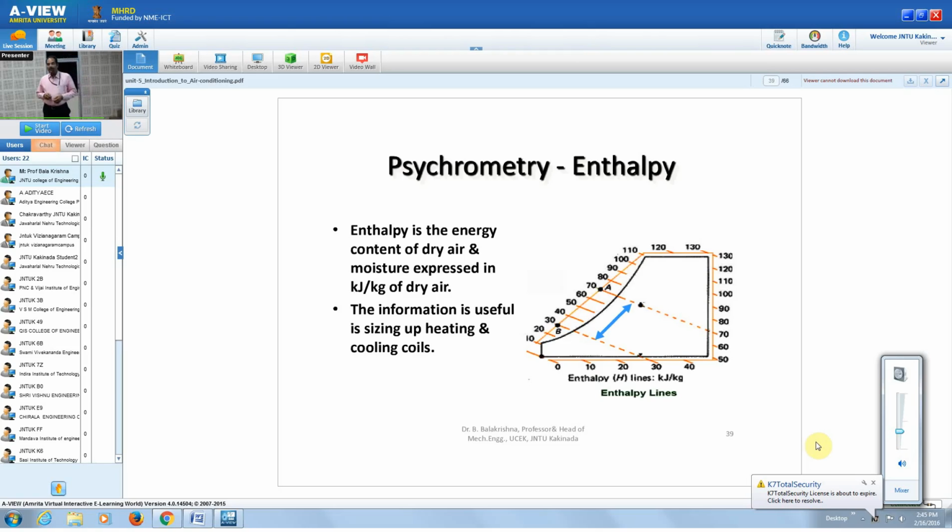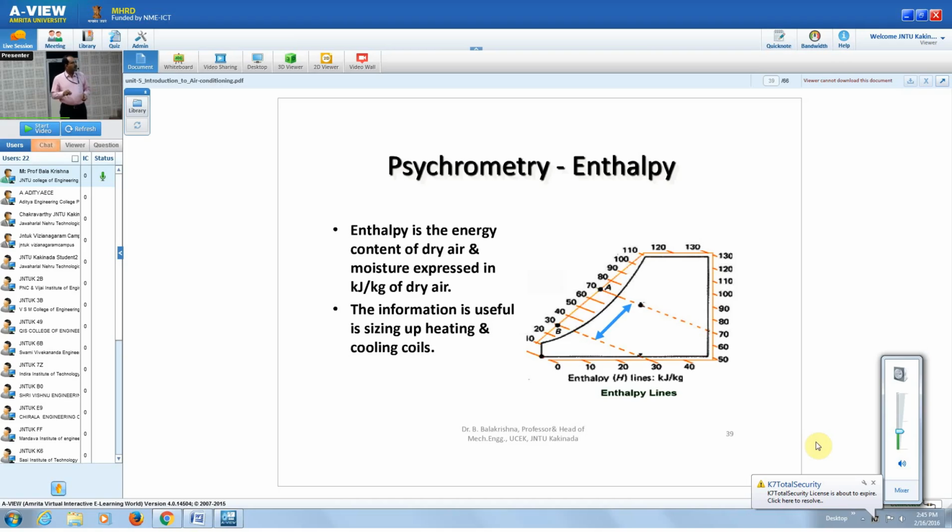Then the enthalpy. I think you know the wet bulb temperature lines already. Inclined line. This is the enthalpy. So this line extends after the saturation line. These points are the enthalpy lines. Enthalpy is the energy content of dry air and moisture, expressed in kilojoules per kg of dry air. This information is useful in sizing of heating and cooling coils. The enthalpy also we can calculate with the help of these points.